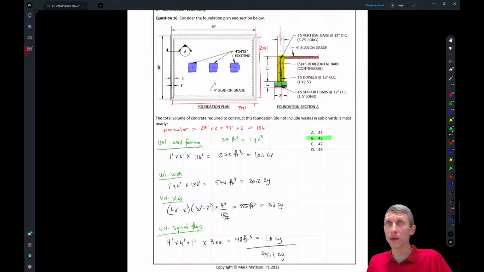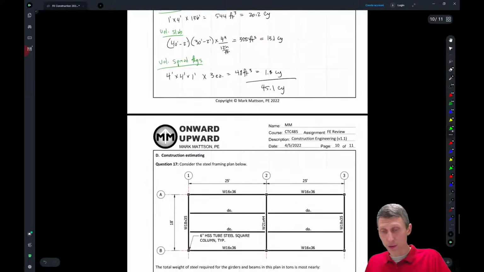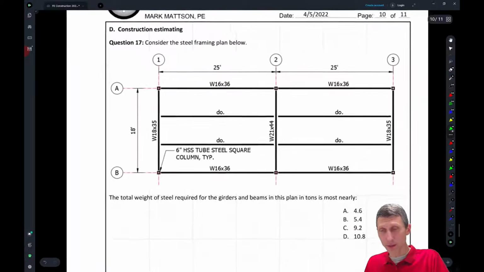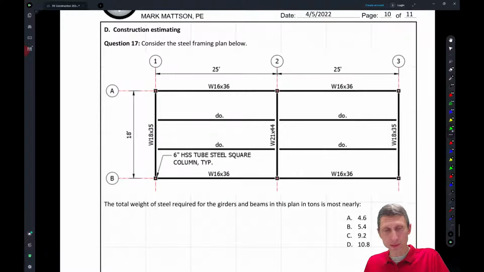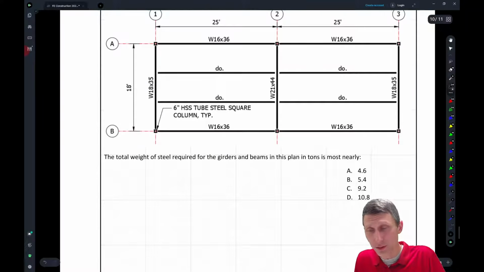All right, so let's go to one more estimating question, then we'll end on a couple of conceptual questions, and we'll go from there. So the steel framing plan below, total weight of steel required for the girders and beams in tons. Most of the time steel gets estimated in tons, so we're going to start there.